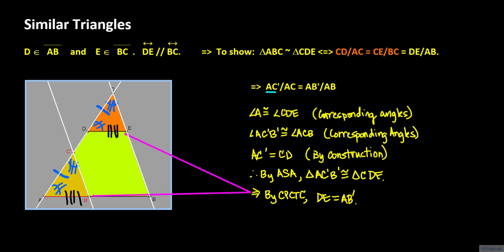And so in this fraction, we replace AC prime by its equal CD, and in this fraction, we replace AB prime by its equal DE. And so we have DE divided by AB equals the two other fractions. And this completes the exercise.